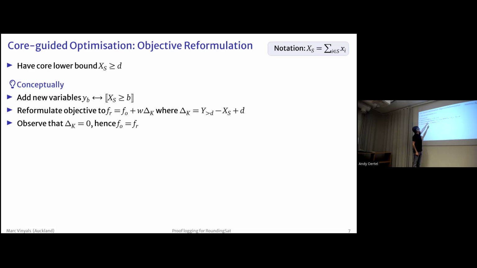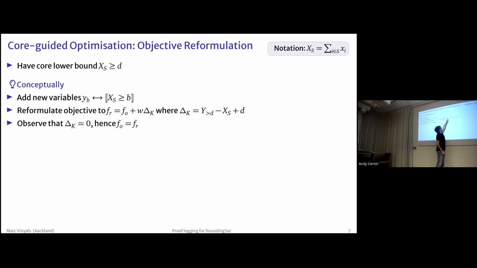So let's say y_b, that's if and only if the core is larger than some bound. And again, this is not what we do, but conceptually, this is how we should think about it, right? Then we take our old objective, subtract this constraint, which says that core variables that are greater than the minus core plus the... subtract that from the original objective, get this reformulated objective.